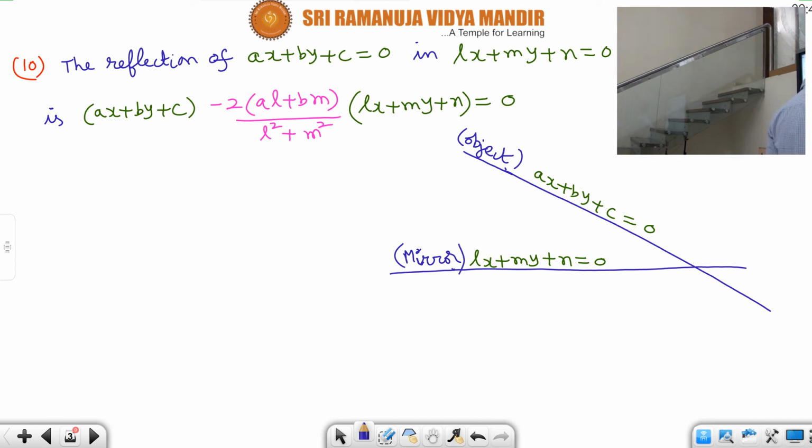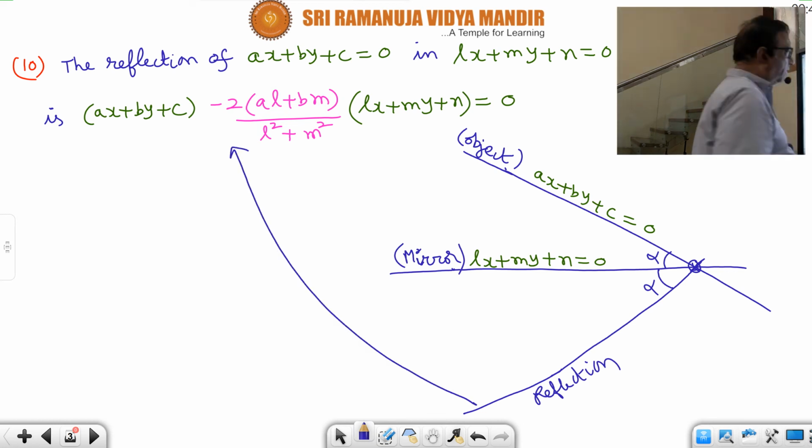The object line and mirror line are intersecting here at this point, and the object line is making an angle alpha on one side of the mirror line. Then another line passing through the same point of intersection and making the same angle alpha on the other side of the mirror line is called the reflection line. So this line is called reflection line. For this reflection line, this is the formula. Understood?